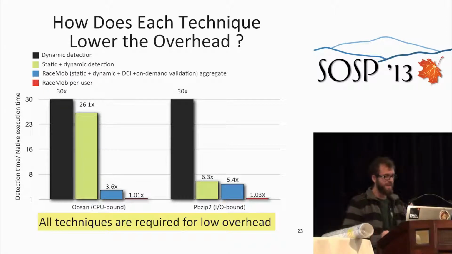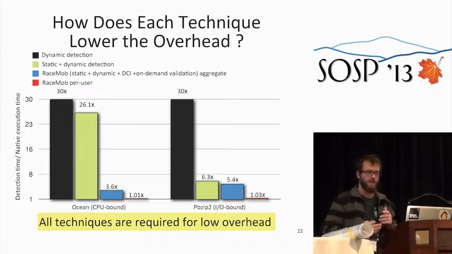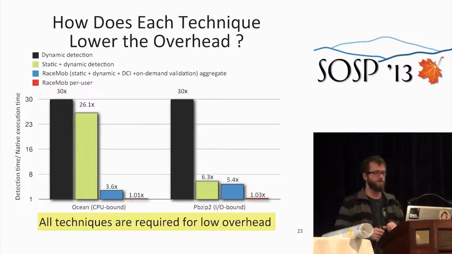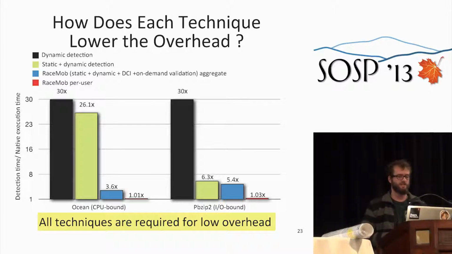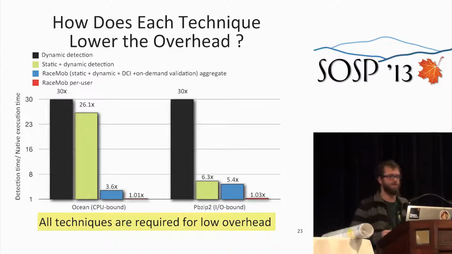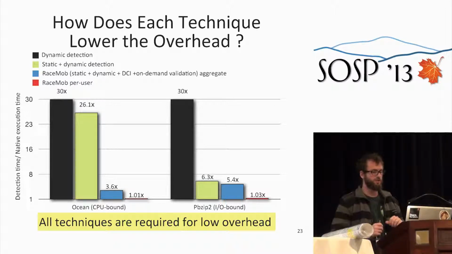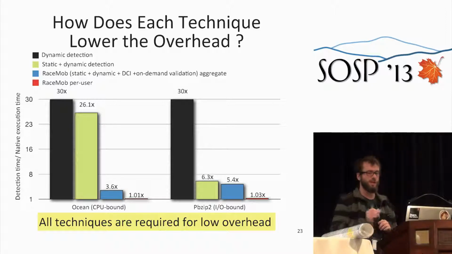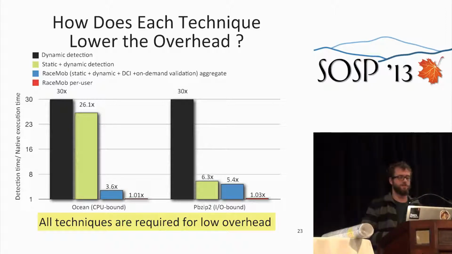Then, enabling DCI and on-demand validation lowered the overhead to 3.6x of the initial overhead in the case of Ocean, and to 5.4x in the case of PBZip. This aggressive start and stop of tracking synchronization operations paid off well in the case of Ocean, which is synchronization intensive. Finally, we crowdsourced the entire operation of RaceMob, in this case to a couple hundred users, to further distribute the overhead, which would otherwise be expected by a single user. This reduced the overhead to 1.01x in the case of Ocean and 1.03x in the case of PBZip2.